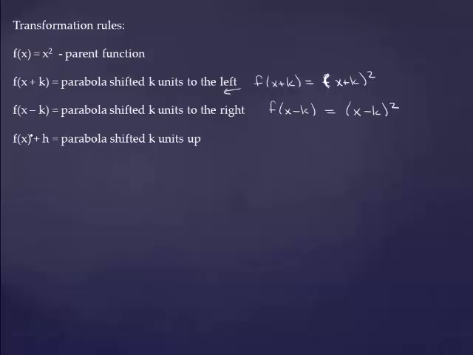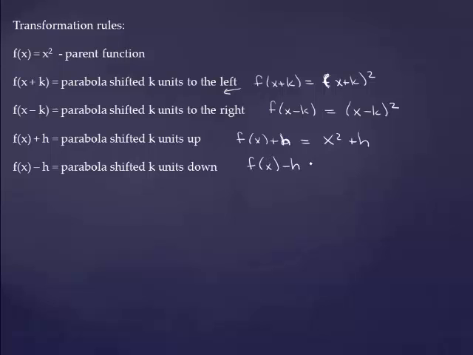Now, if we're adding something without squaring it, that moves up. So this would be x squared plus h. And then if we subtract, that would be x squared minus h. So you can see how this is different because this would give me x squared plus 2kx plus k squared. This would give me x squared minus 2kx minus k squared, plus k squared. Whereas this is taking the x squared and just adding a number or subtracting a number.